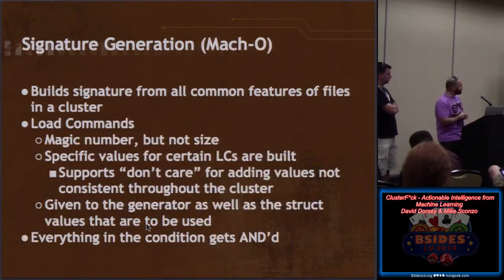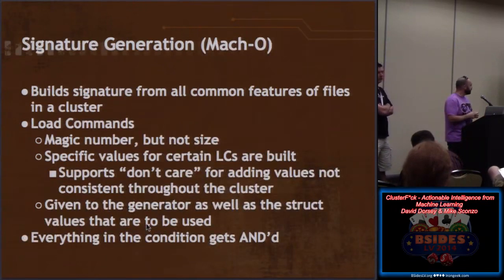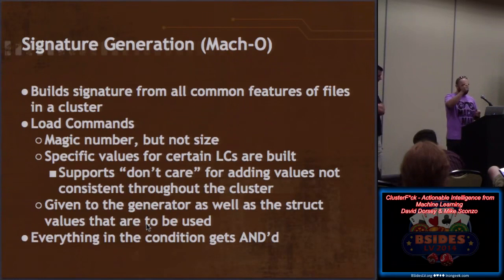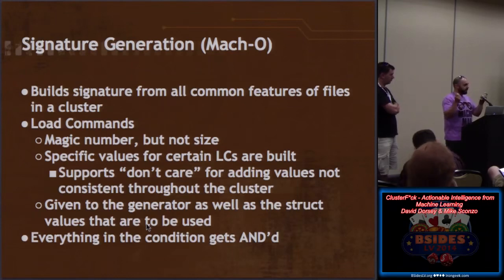So the way we did the signature generation was pretty much a sledgehammer approach. There are much better ways to do this, and we can get into why some of our failures happened, and where some of our successes were. But for each cluster, it basically says, give me all the variables that are exactly the same. And then for all of those that are exactly the same, we're going to put them together in one giant ANDed condition, and that's going to be our Yara signature. And for that, right, we load commands and all these other things.